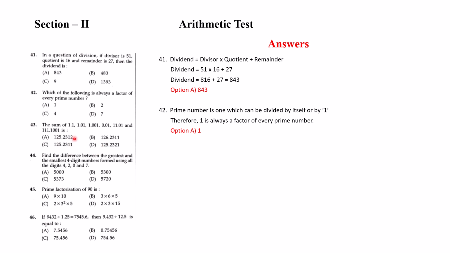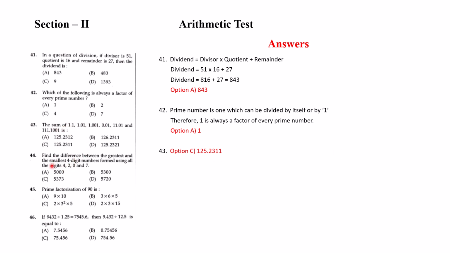Now coming to the fourth decimal position, there is only one number which has 4 decimal positions. Therefore the fourth decimal position should be 1 here. Therefore option C would represent the correct answer. So question number 43 is option C, 125.2311. You can also verify this by adding manually one by one.